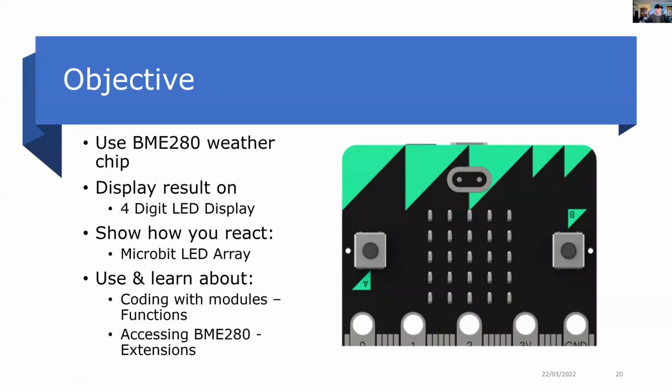So the objective for our first project is to learn how to use the BME 280 weather chip, display the results on the 4-digit display, and show how you react on the microbit LED array. And we're going to learn about coding in modules. We'll break up our program into smaller components, and that'll make it easier to understand and program. And these modules are called functions. And we'll also access the BME 280 and the 4-digit display using Makecode Extensions.